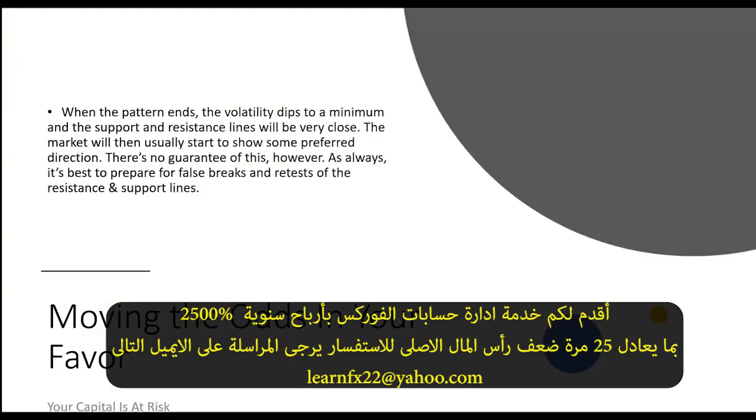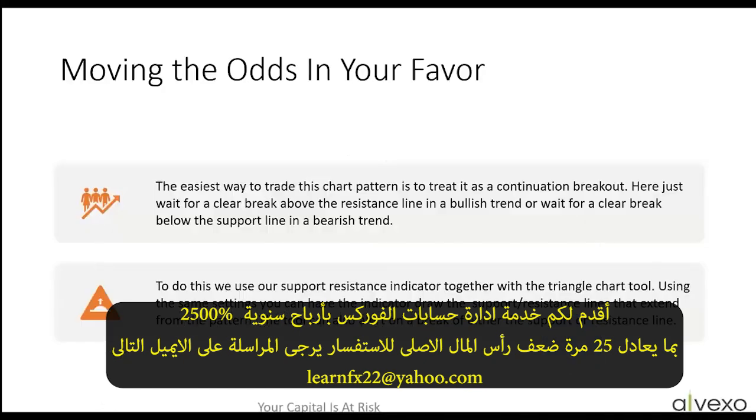Now, when a pattern ends, as price moves into the center of that apex of the triangle, the volatility dips to a minimum, and the support and resistance lines will get very close. The market will then usually start to show some preferred direction. There's no guarantee of this, however. As always, it's best to prepare for false breakouts and retests of the support and resistance lines.